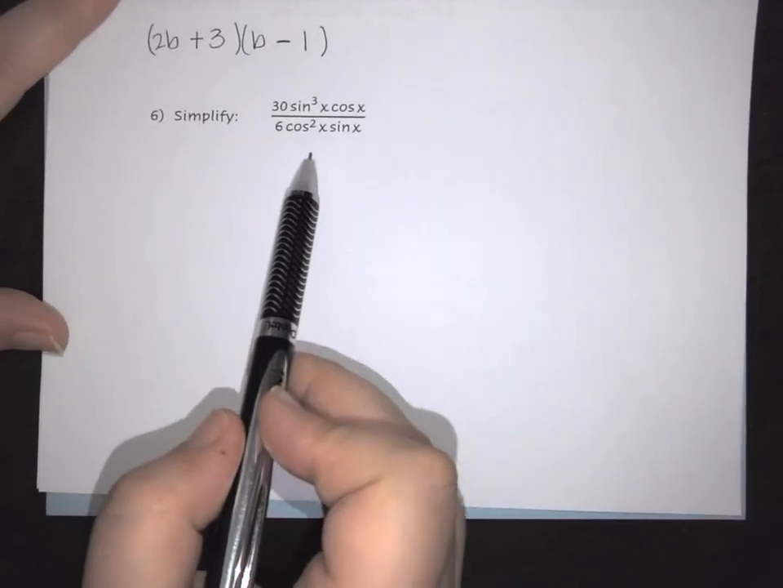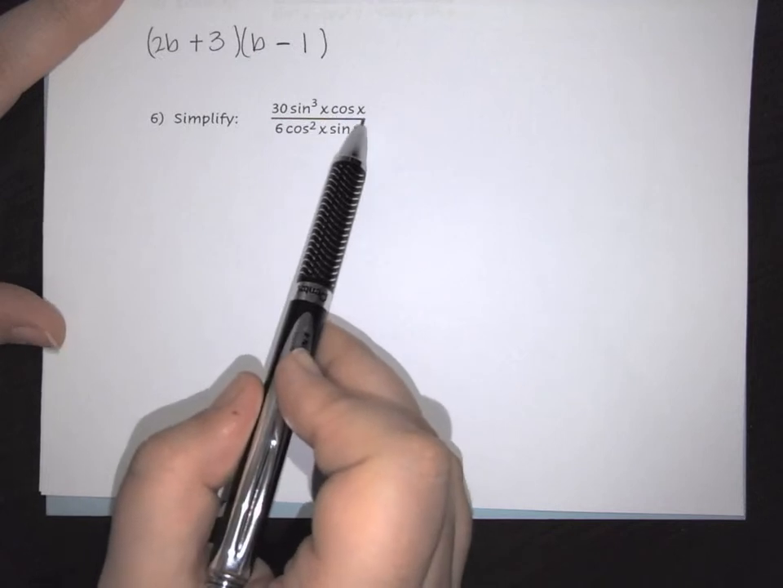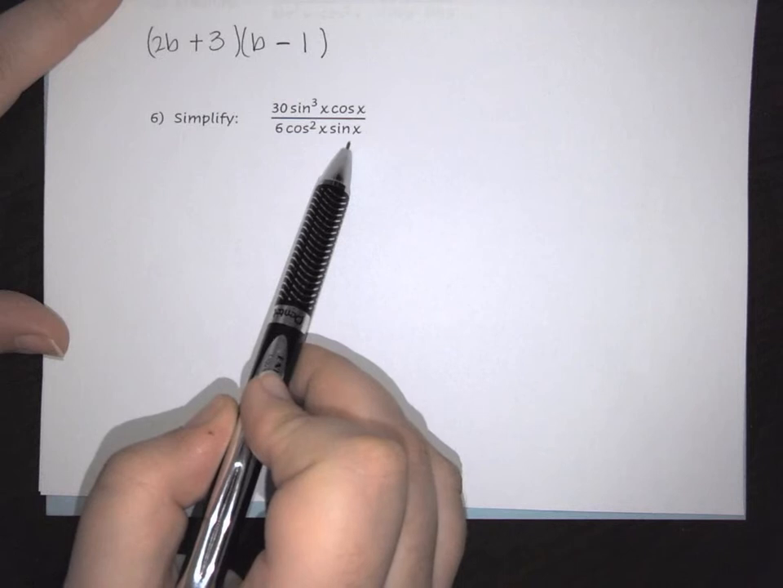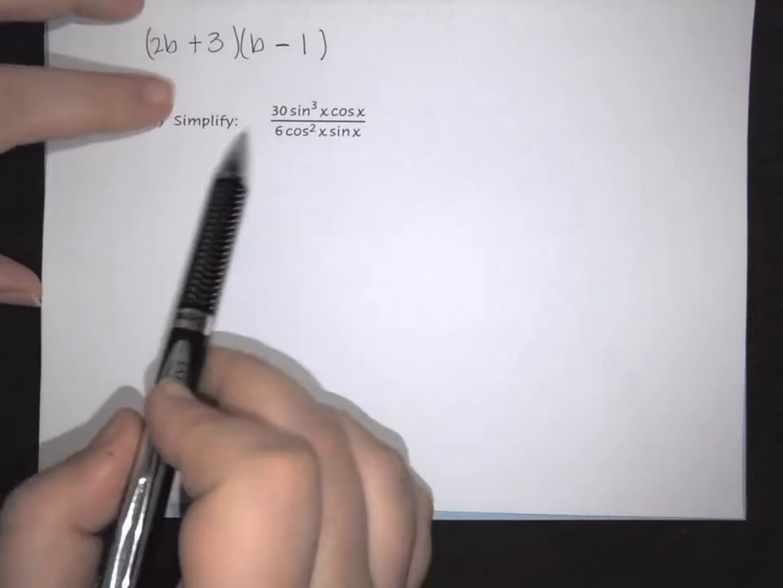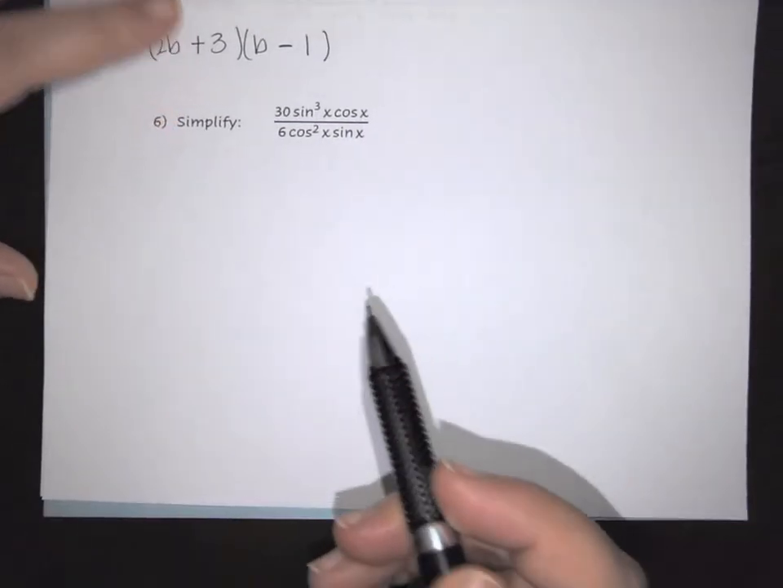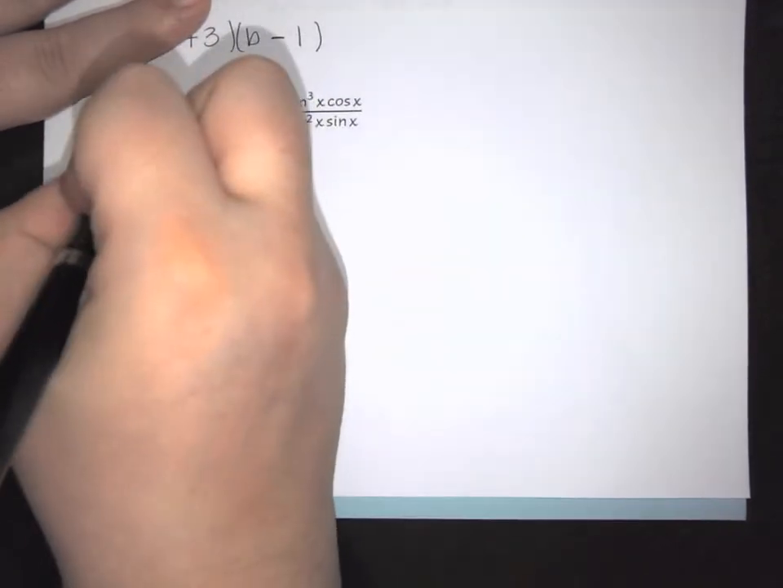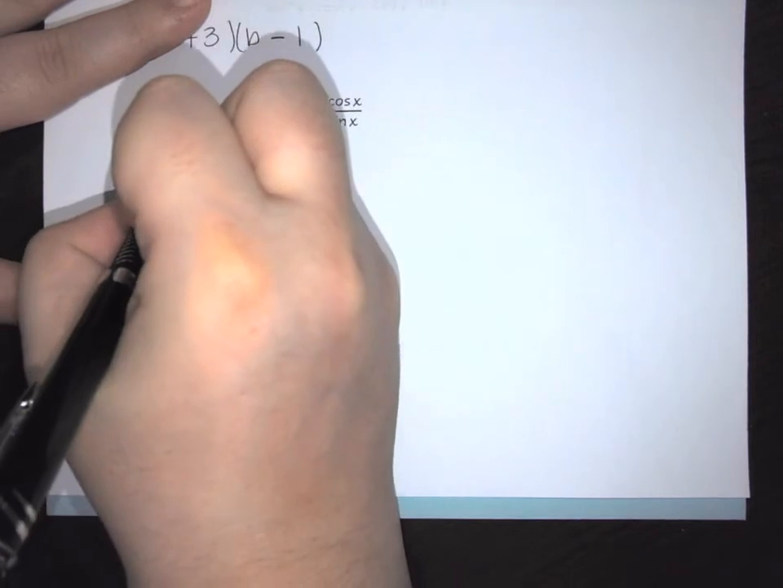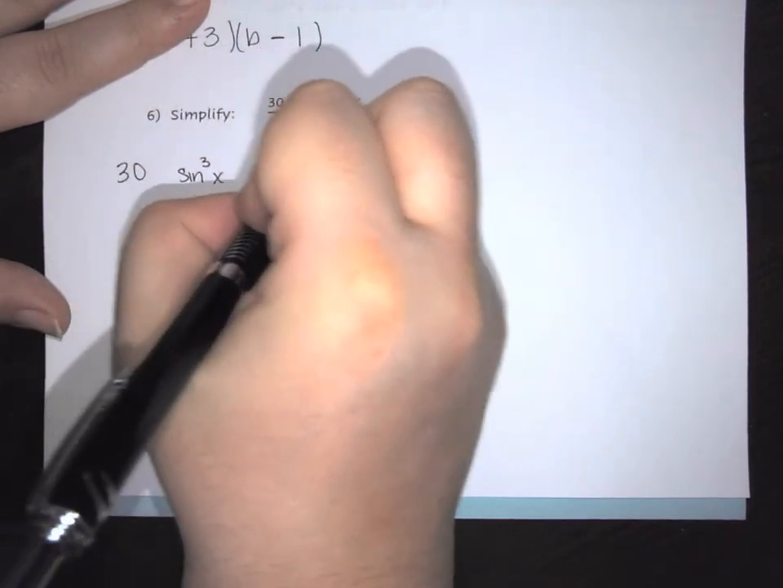Alright, in looking at this one, I have 30 sine cubed of x cosine over 6 cosine squared of x sine. So there's a couple things that we can do with this. One, we can reshuffle or rewrite our fractions so that we have, say, matching pairs. So I might rewrite this so that I have 30, and then I have my sine cubed of x, and I have my cosine of x.